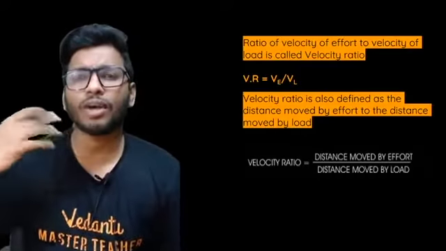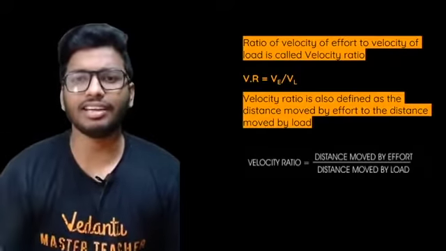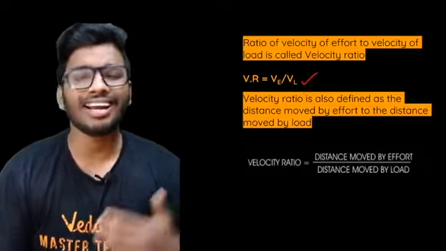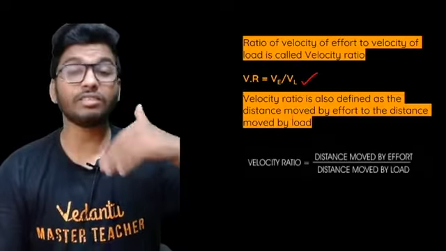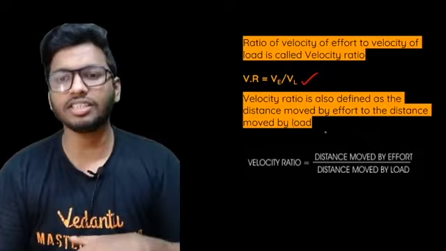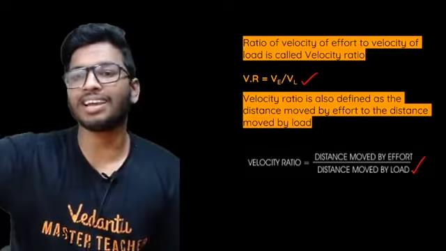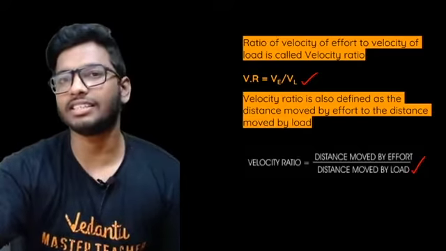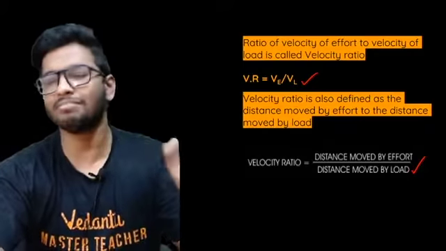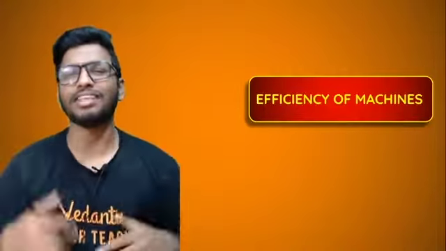If they have given you velocity in the question, then you can take this equation: velocity of effort divided by the velocity of load. If they've given you the distance, which most probably is the case, then you can remember this formula: velocity ratio is equal to the distance moved by the effort divided by the distance moved by the load. As simple as that. Next one is the efficiency of the machine.